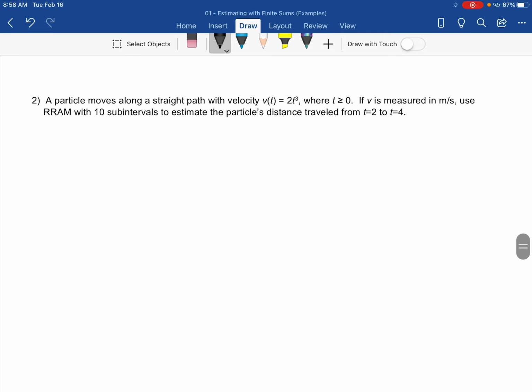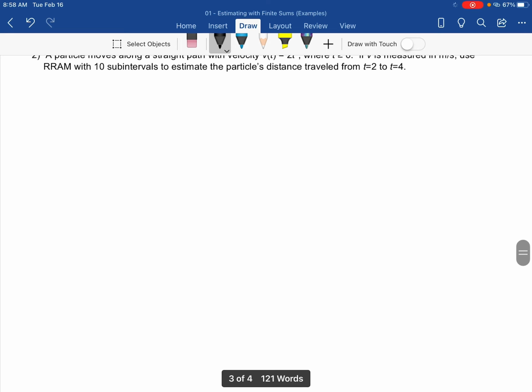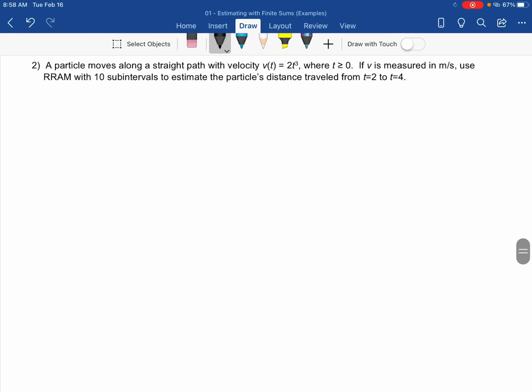A particle moves along a straight line with velocity v at t equals 2t cubed. V is measured in meters per second. Use RRAM and 10 intervals to estimate the particle's distance from 2 to 4. This does two things. It wants you to practice RRAM, and it also wants you to practice not starting at 0, starting at 2. So we've got to keep track of those two things. I've left lots of space here. So here comes my big picture of what's happening here.